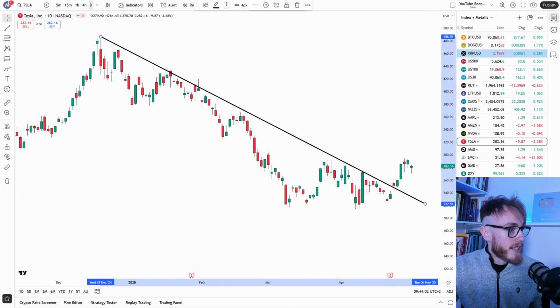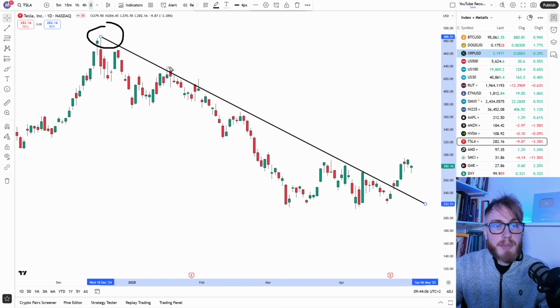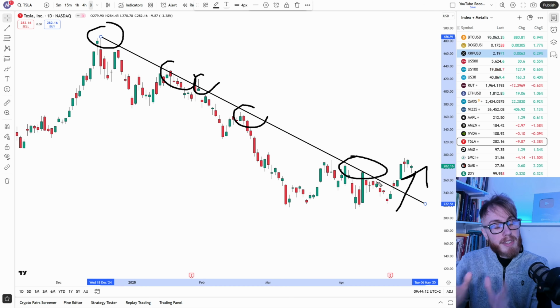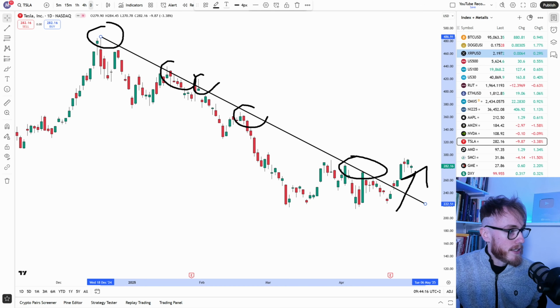So for example, right here on Tesla, you can see that Tesla saw resistance right here, resistance, resistance, resistance multiple times. Recently, we actually broke this one. But this is definitely a use case. You can use it to define broader trends.